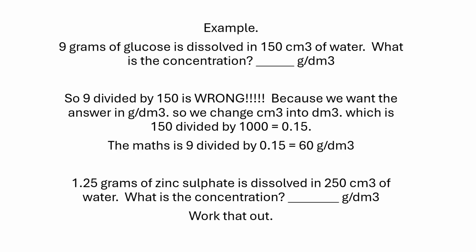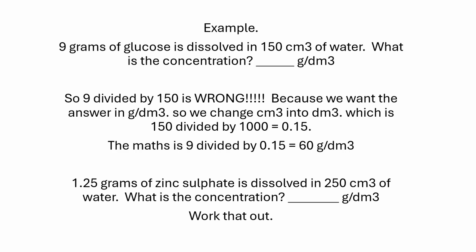You would actually get some points for it, but you can't get the maximum points because you're using the wrong number. Because we want the answer in grams per dm cubed, we change the cm cubed into dm cubed, and to do that we simply take the 150 cm cubed and divide that by 1,000 to give us 0.15, and that's the number we need to use. So the maths is 9 divided by 0.15, which is equal to 60 grams per dm cubed.